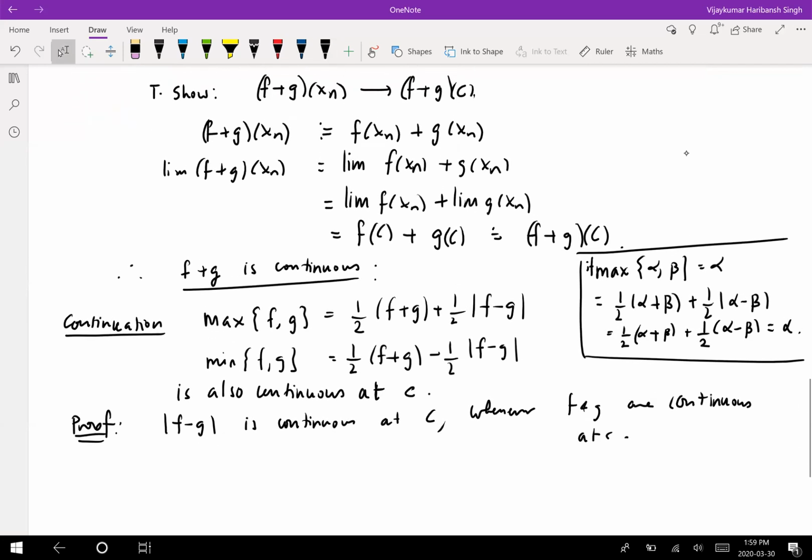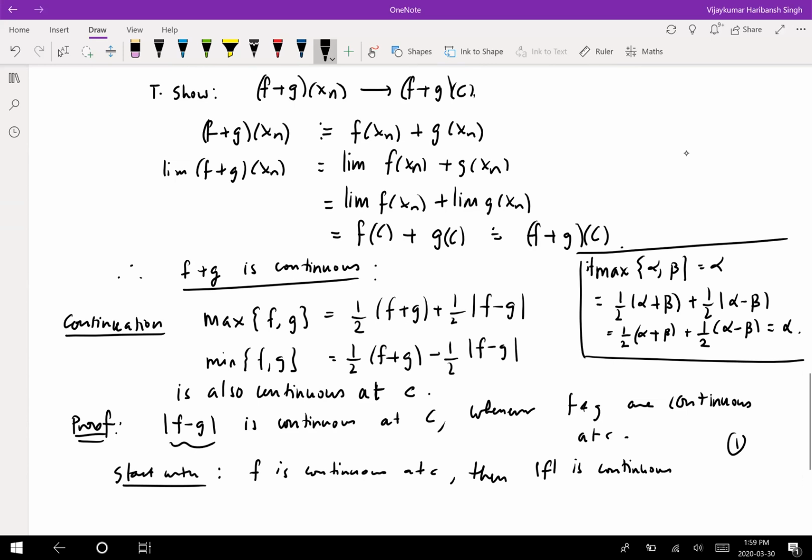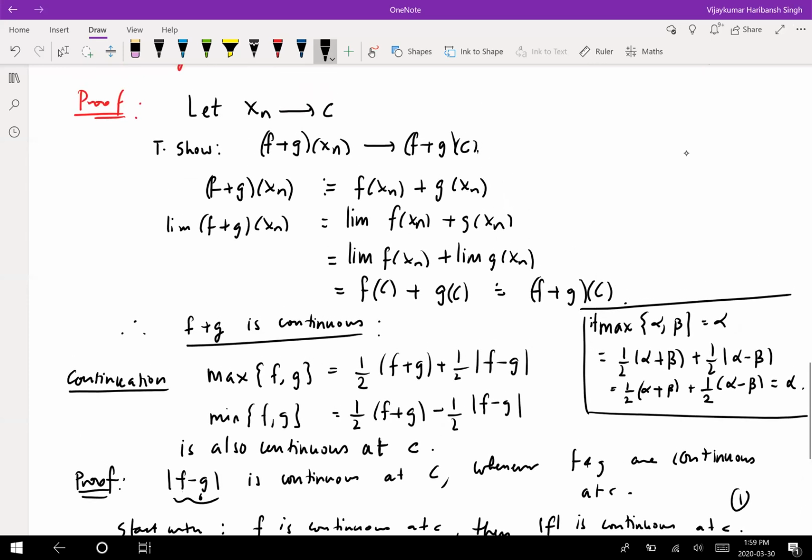Okay. So to prove this, all you have to do is first you have to show that this is continuous at C, all right. So how would you show that this is continuous at C? So start with the following. If f is continuous at C, then absolute value of f is continuous at C, right? So if you can show that, you already have f minus g is continuous, therefore absolute value of that is continuous, combine that with algebra, and that's how you'll prove the whole thing.